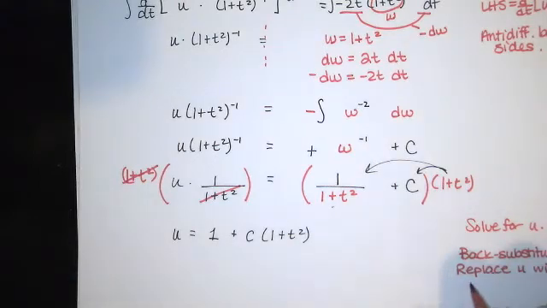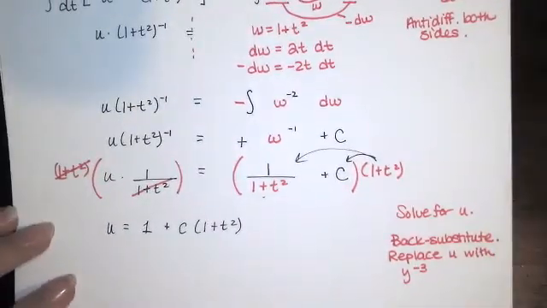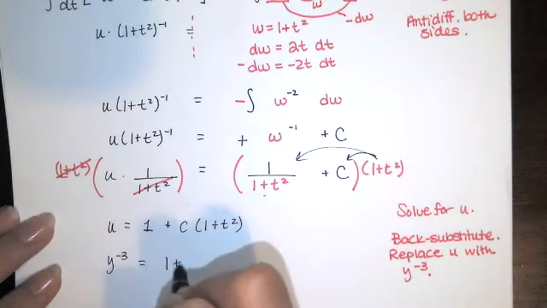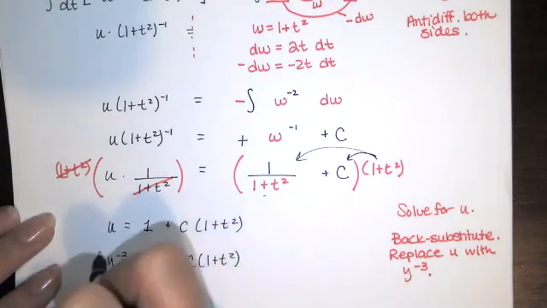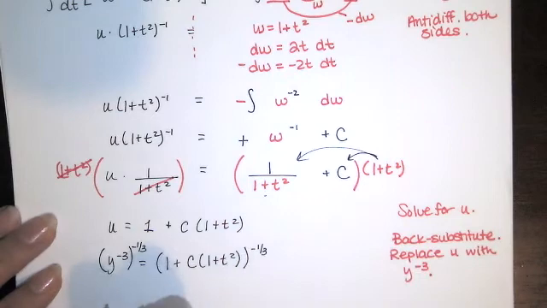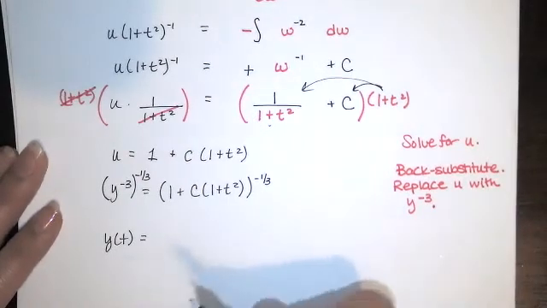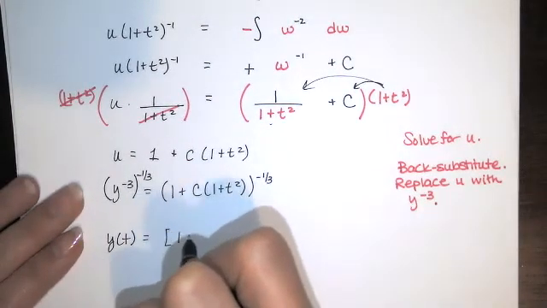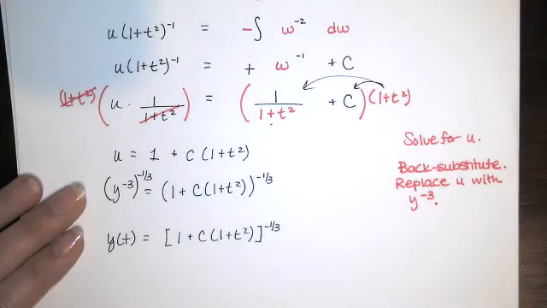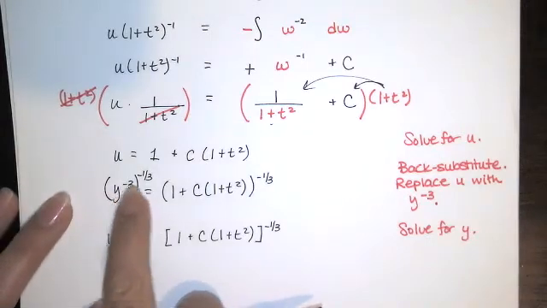U was y to the negative 3 in the original substitution, excuse me. So let's replace u with y to the negative 3. So you're going to raise both sides to the negative 1/3 power, and then you're going to have y of t equals all of that to the negative 1/3. You solve for y by raising both sides to the reciprocal power of whatever power is there.